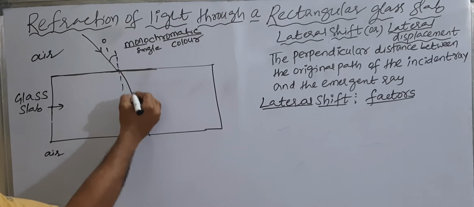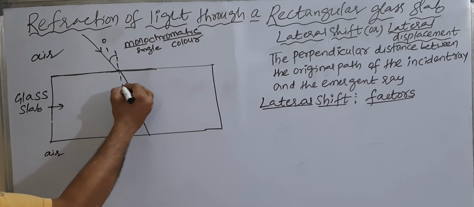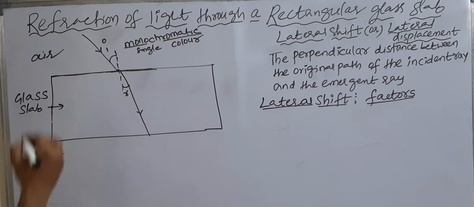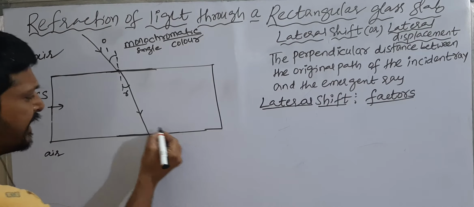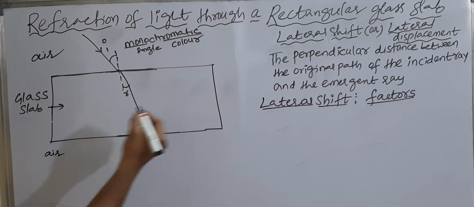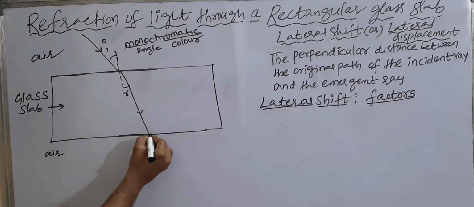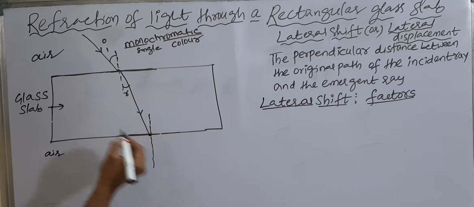So for this surface, this ray is the refracted ray. It makes an angle with the normal. This angle is the angle of refraction. Now see here, for this surface, this ray acts as the incident ray. So draw a normal here.